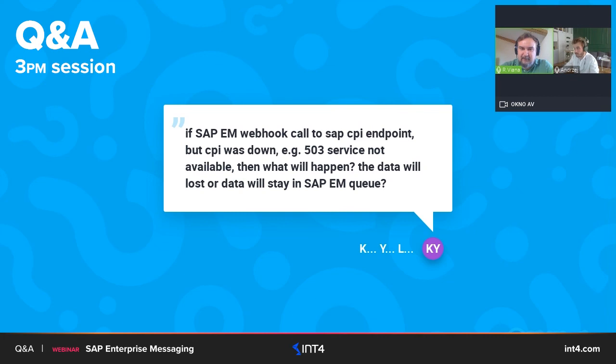So let me take this question that's quite interesting. I believe I replied already. In case that we have a webhook mechanism listening to the keyword, and the CPI or the endpoint is not available, the data is still on the queue. Okay, you don't lose the data because there is acknowledgement of delivery.